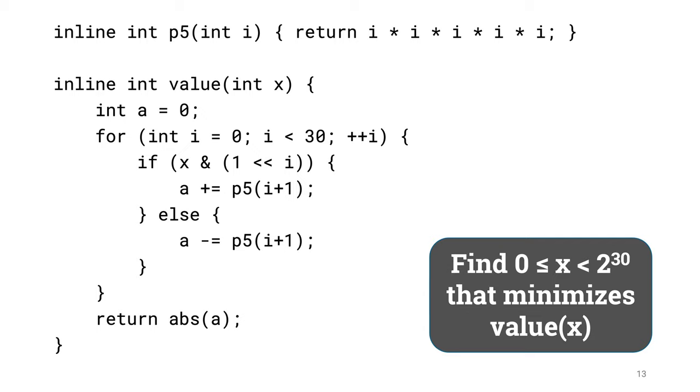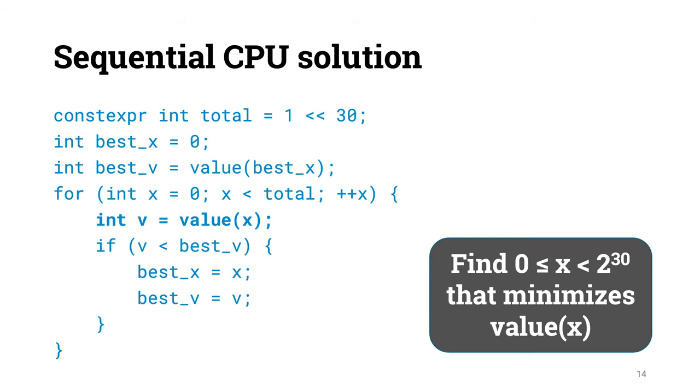So we would like to just find a bit string x that minimizes value of x. Simple. Now it's easy to write a sequential CPU solution. Just check all possible bit strings x, that is all possible integers x between 0 and 2 to the power of 30, calculate value of x and see what gives the smallest value. And now this is what we would like to compute with the GPU in a massively parallel manner.